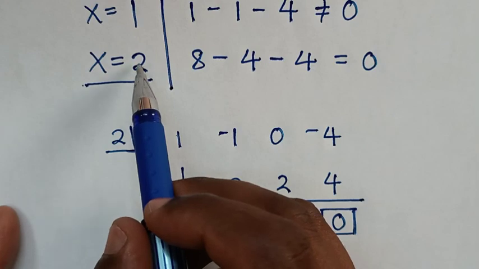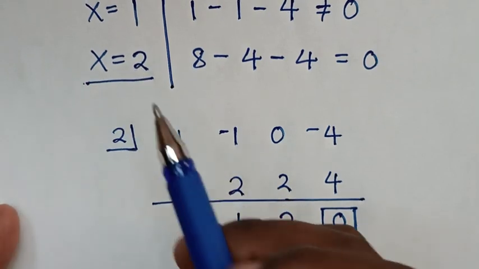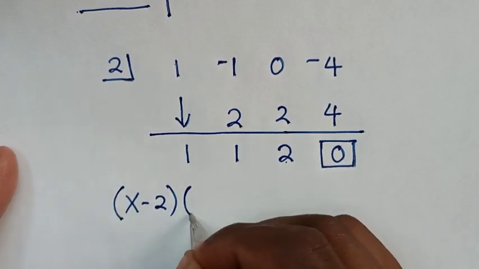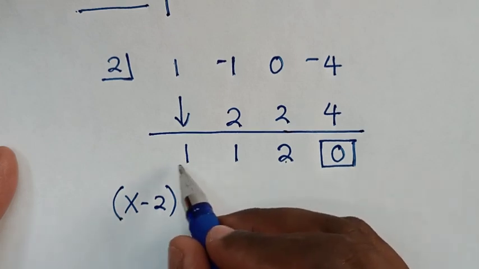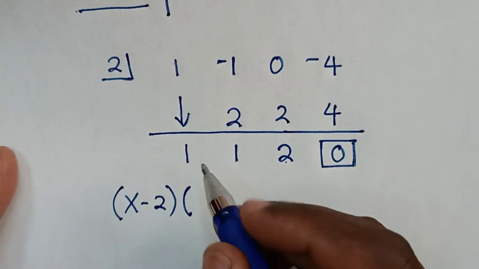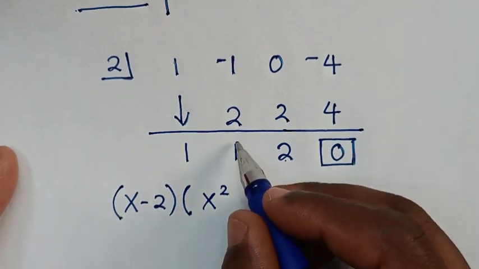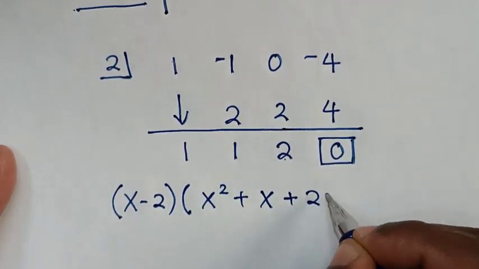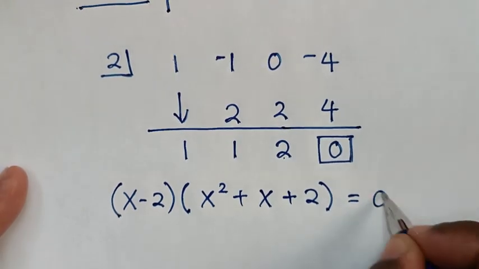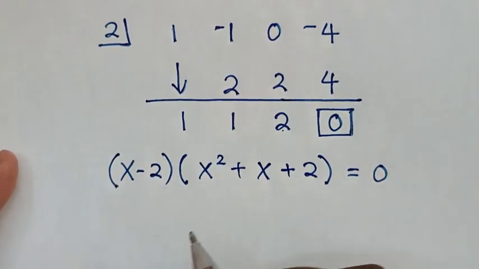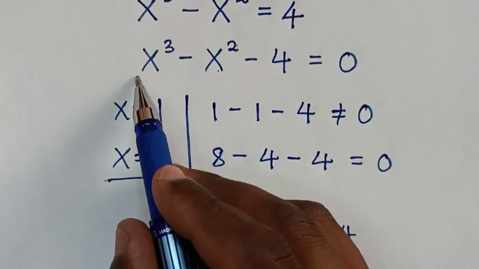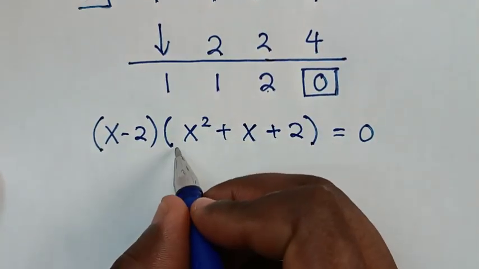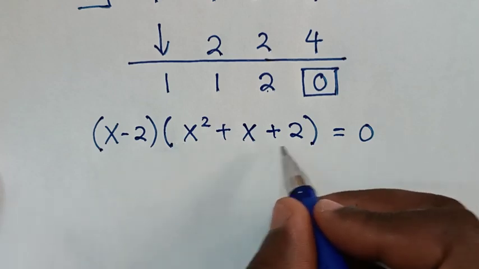Now from this 2, we'll take 2 to this side, so it will be x minus 2. So x minus 2 is the linear factor. Then times this quadratic expression, the coefficient of x square is 1, so it will be x square, and the coefficient of x is 1, so it will be plus x, and the constant is 2, so plus 2, in brackets, is equal to 0. Because this linear factor times this quadratic factor gives this cubic equation. Then in the next step, from this quadratic equation, we find the other values of x.